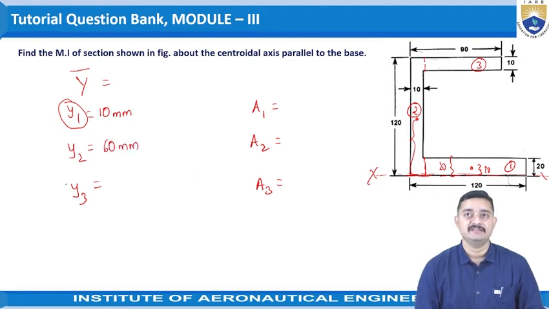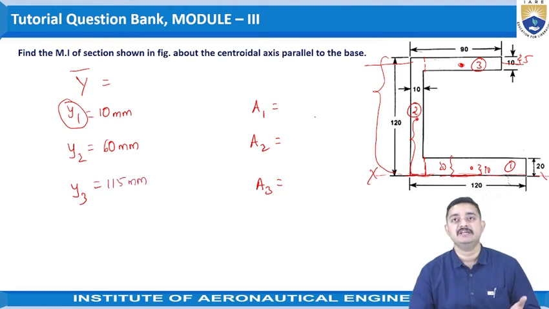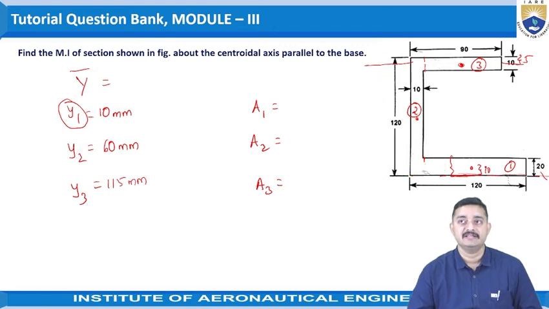Now coming to y3. So y3 is the centroid's distance from the reference axis here. So total length we have taken as 120 minus this top 5. If we subtract half of this 10 from this total 120, we can get the y coordinate value of this centroid. So that would be 115 mm. So in this way, we have obtained the y coordinates of all the 3 parts that are being divided.